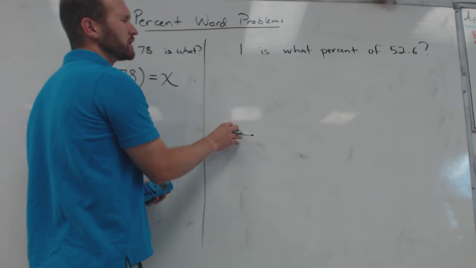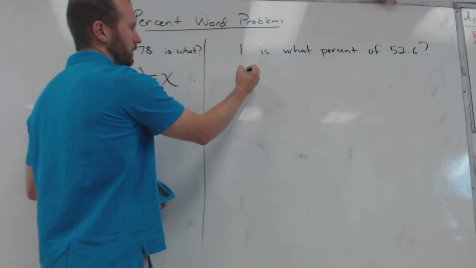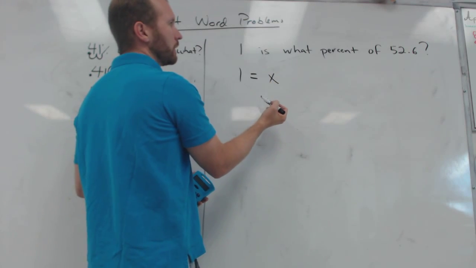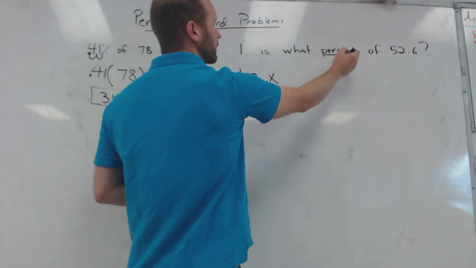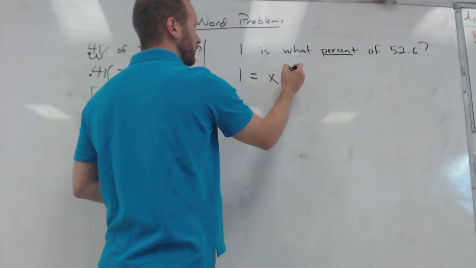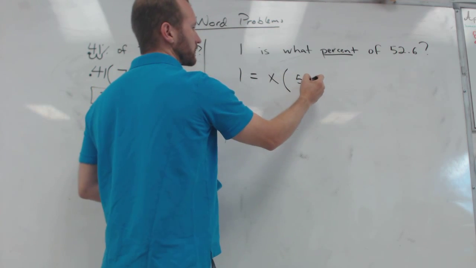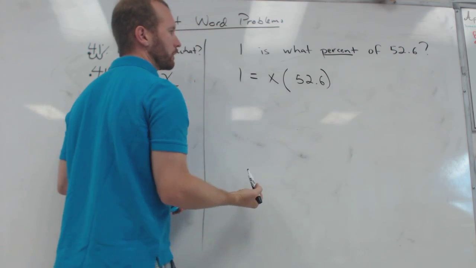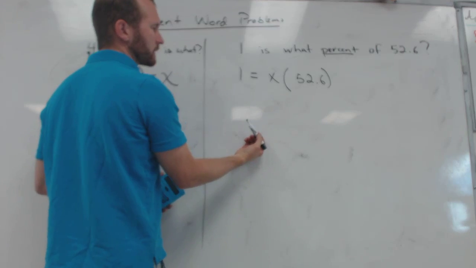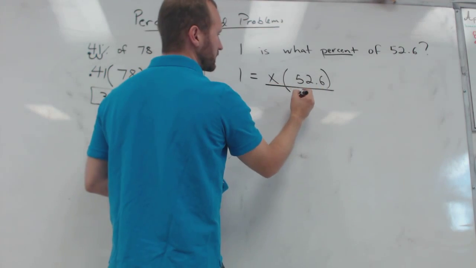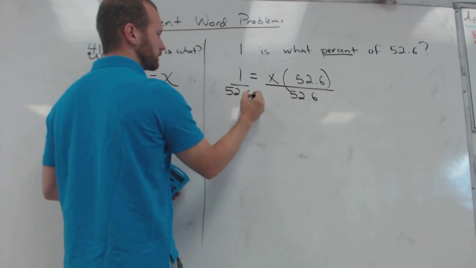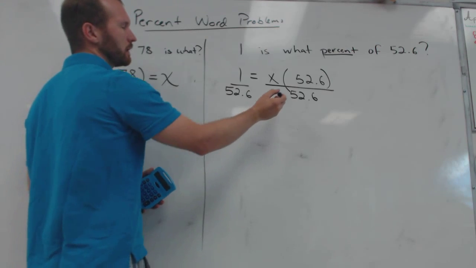All right, let's just turn this into an algebraic statement. 1 is, what. Percent we're going to deal with at the end. So we're going to have to remember they asked us what percent of 52.6. 1 equals x times 52.6. I have to divide both sides of this equation by 52.6 in order to get x all alone.